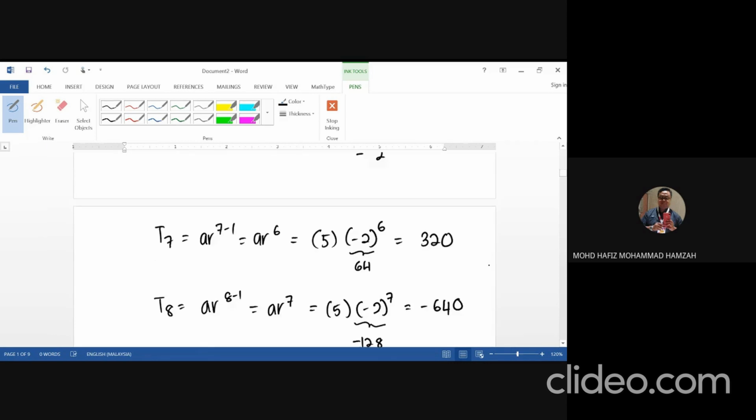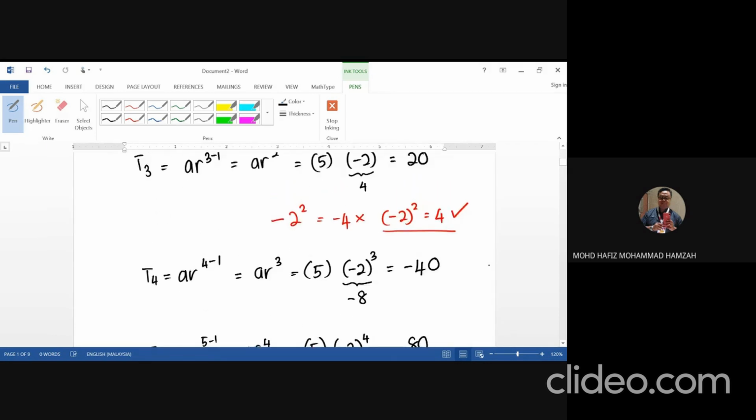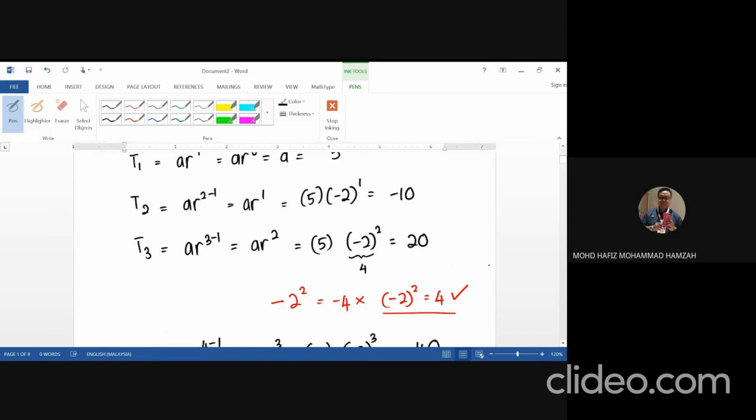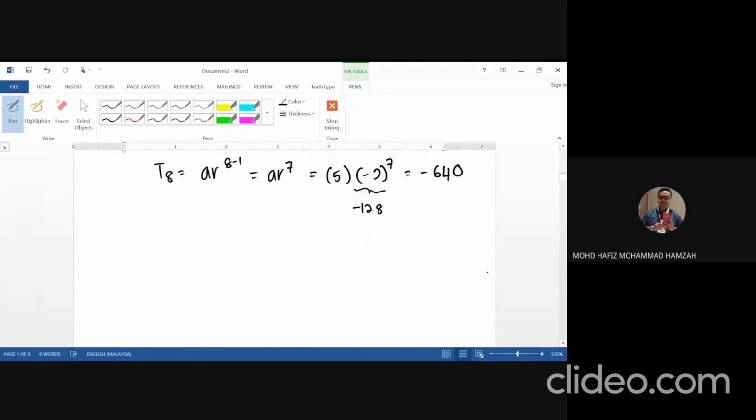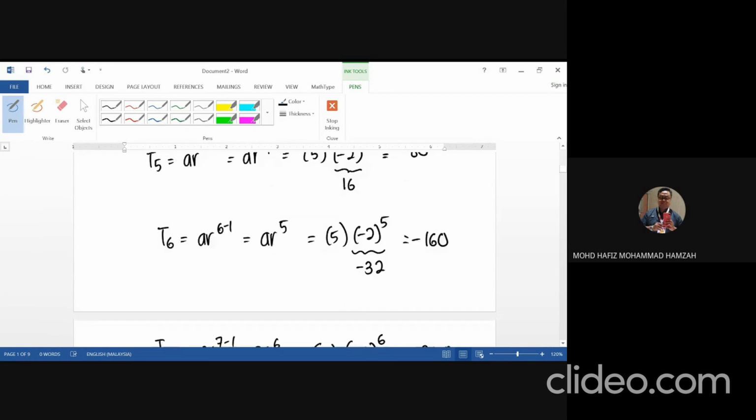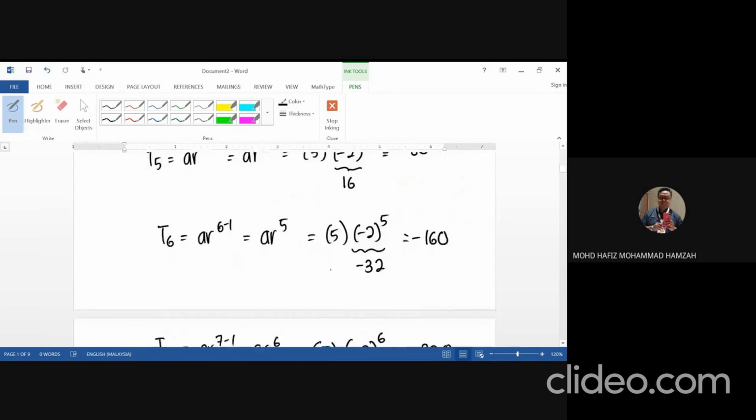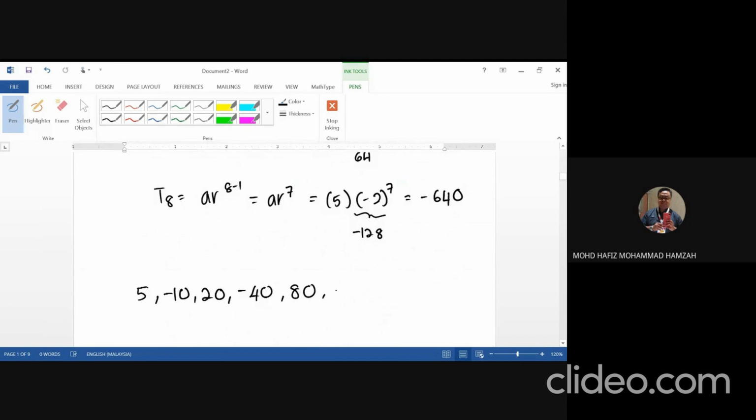So that means if we arrange them back, we will get: first term is 5, negative 10, 20, negative 40, then 80, negative 160, 320, and then negative 640. So these are the geometric sequence that we get.